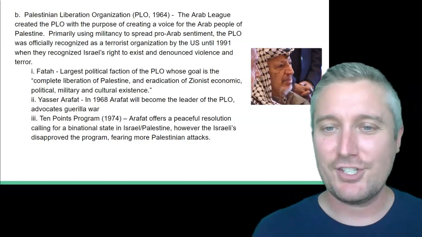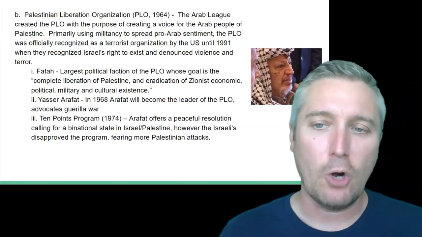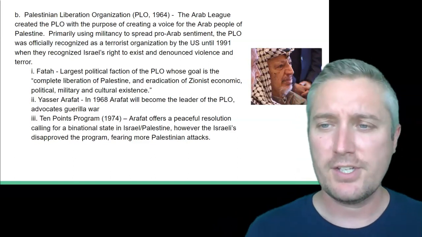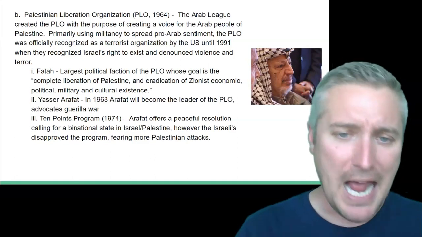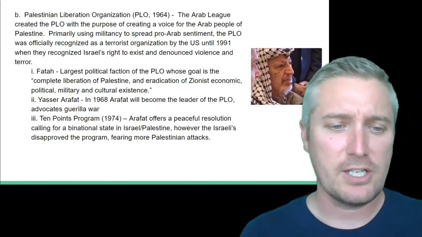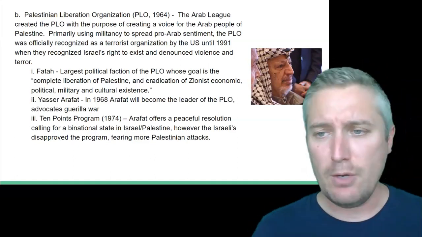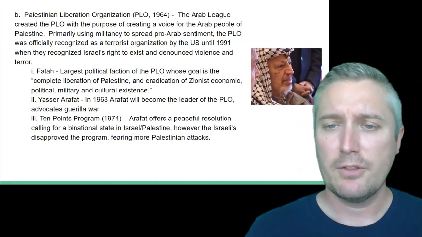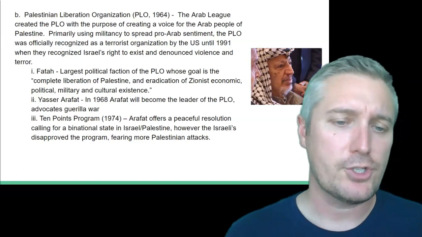Now, in 1968, Yasser Arafat is going to take over as the leader of the PLO, and he does advocate guerrilla war. He suggests that the PLO and Palestinians in general fight back against what they see as their Israeli occupiers. And he will become the leader of the Palestinian movement, and frankly, throughout the rest of his life, will be seen as kind of the main voice for the Palestinian people.